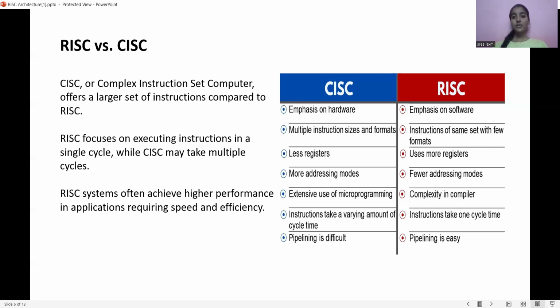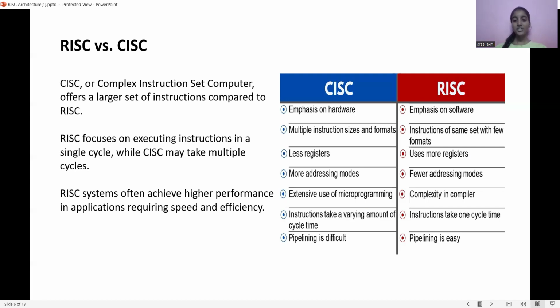Here are the differences between CISC and RISC. CISC emphasizes hardware. RISC emphasizes software. CISC has multiple instruction sizes and formats. In RISC, instructions of the same size with a few formats. In CISC, there are fewer registers. In RISC, you use more registers. In CISC, more addressing modes. In RISC, fewer addressing modes.